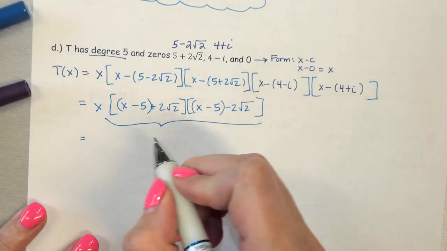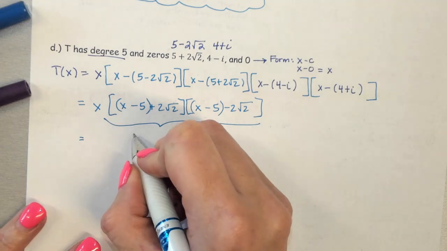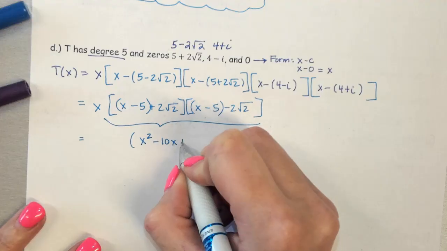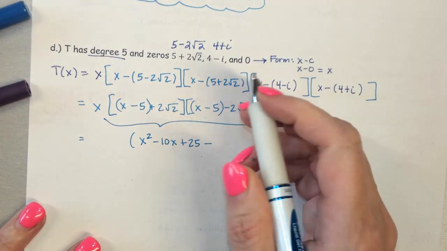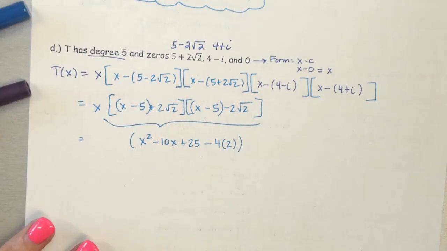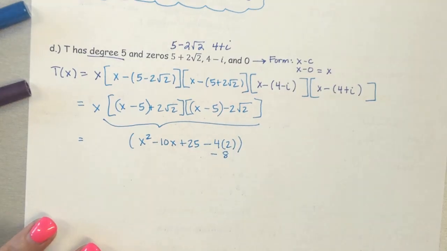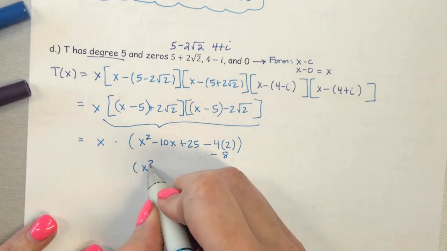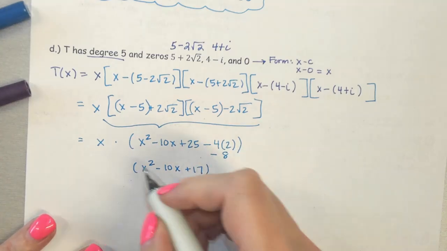So when you're doing this, if you do x minus 5 squared, what I'm saying is if you want, you can write just x squared minus 10x plus 25, that's fine. And then it's minus 2 times 2 is 4, root 2 times root 2 is 2, negative 4 times 2 is negative 8. Okay, and then your x is still in front. So you have x squared minus 10x plus 17.